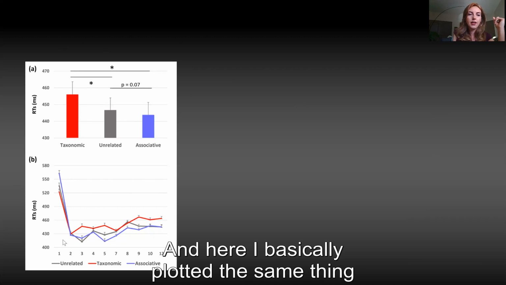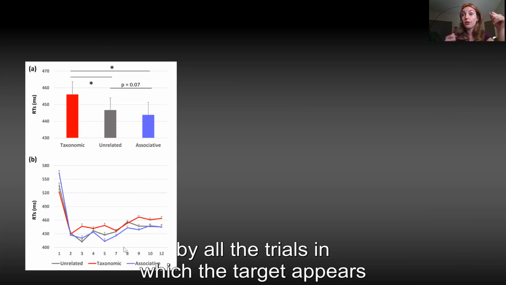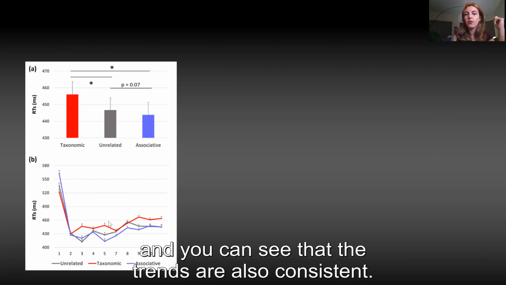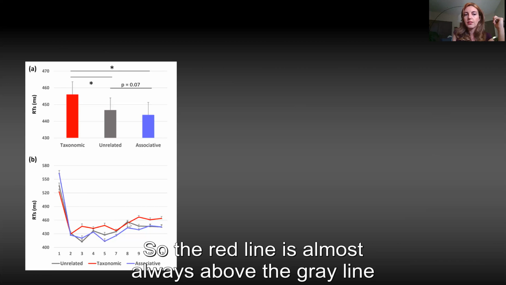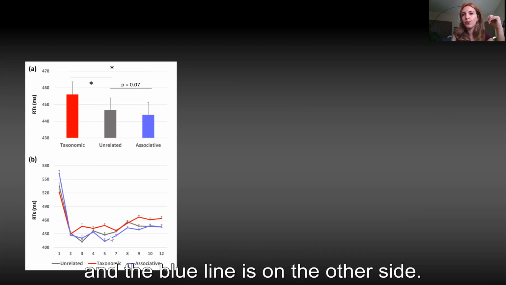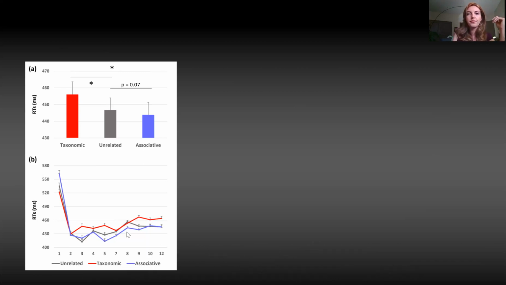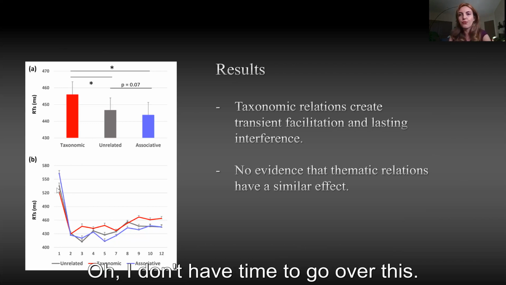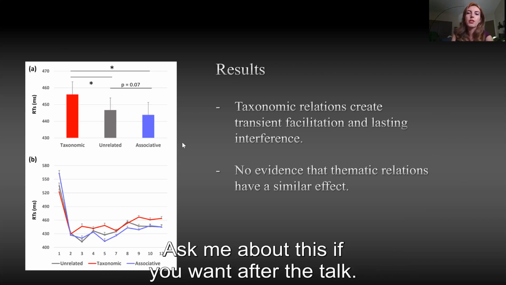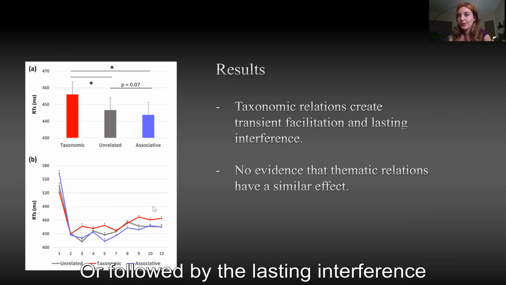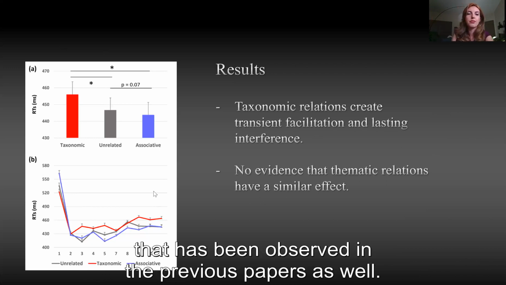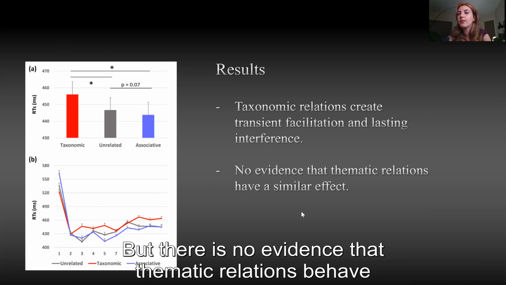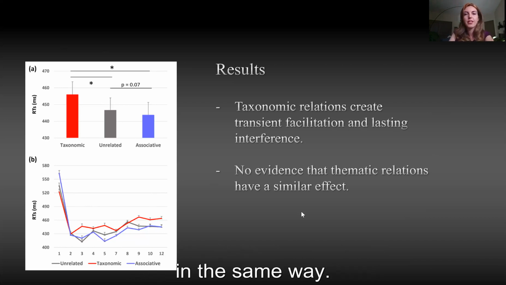And here I basically plotted the same thing by all the trials in which the target appears, and you can see that the trends are also consistent. So the red line is almost always above the gray line, and the blue line is on the other side. So taxonomic relations do create the transient facilitation. I don't have time to go over this. Ask me about this if you want after the talk, followed by the lasting interference that has been observed in the previous papers as well. But there is no evidence that thematic relations behave in the same way.